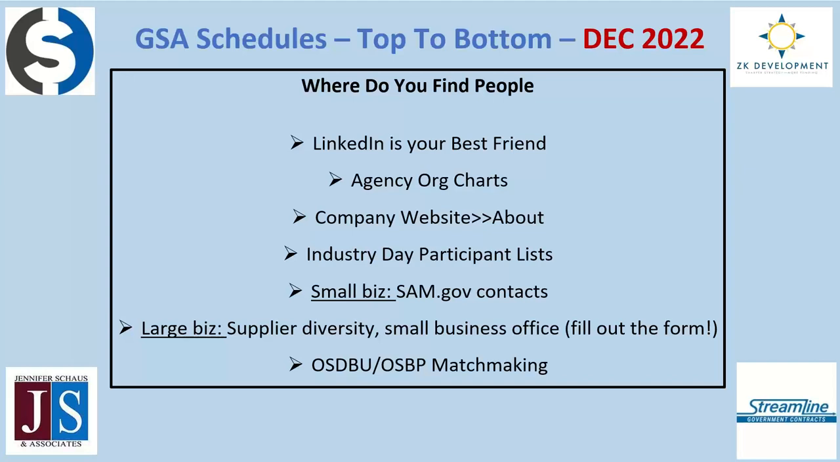I was in an OSDBU meeting where they told me about a big requirement that was coming up that one of my clients couldn't perform on, but she said they have a 30% small business requirement on it, and the RFP is coming out in January. So I got my client working on finding people to team with on that. So there's a lot of ways to find people. And finding people and talking to people about your business is going to be the most important thing you do.